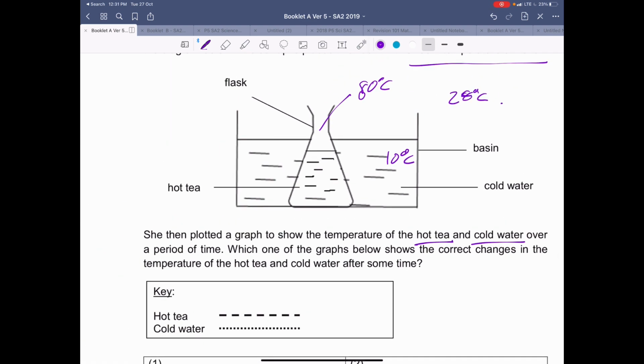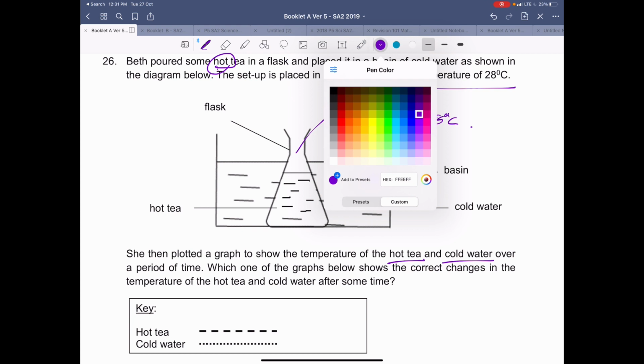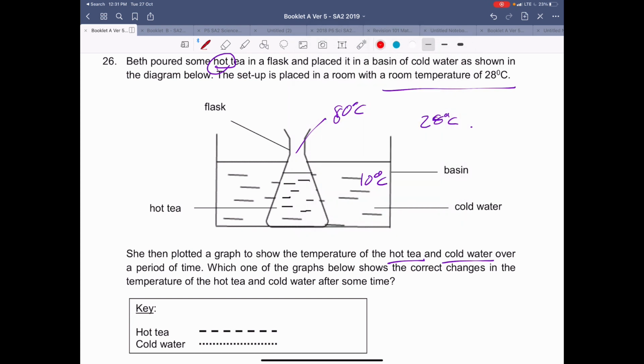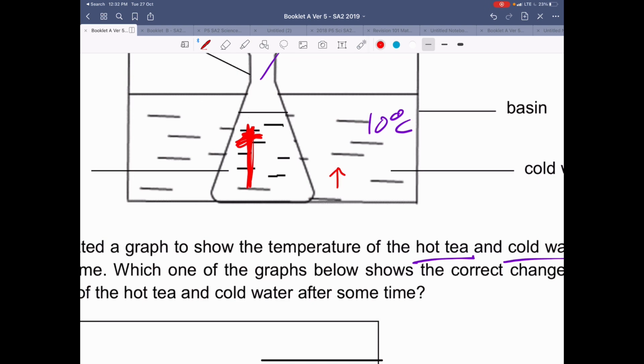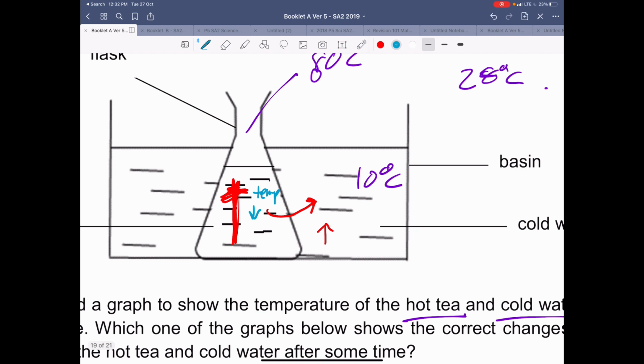So what happens is that, let me tell grandmother's story already. Between the hot tea and the cold water, the hot tea has a much higher temperature. So heat will always travel from a region of higher temperature over here to a region of lower temperature. So the temperature of your hot tea should go up or down? Down, because your hot tea is losing heat. And your cold water should go up or down in temperature? Up, because it's gaining heat from your hot tea.